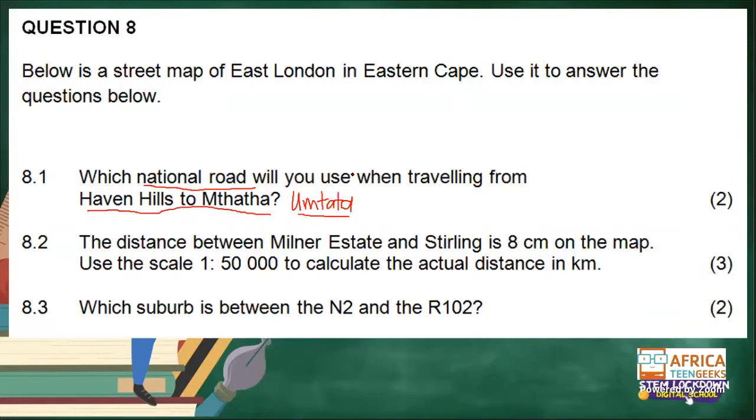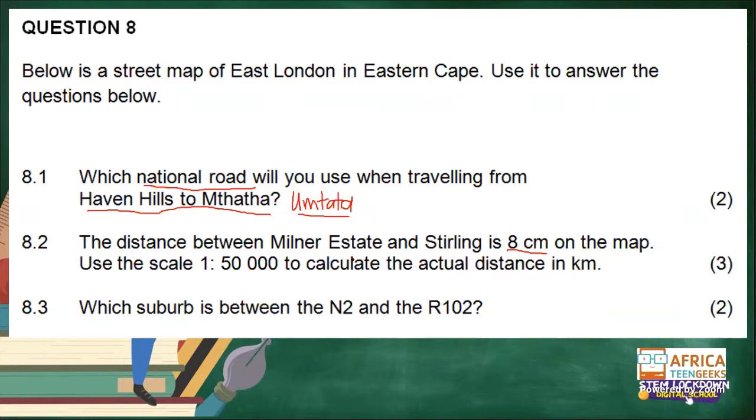Next question. It says the distance between Miller Estate and Stirling is 8 centimeters. So 8 centimeters is the map distance, the distance measured on the map using a ruler. Use the scale of 1 is to 50,000 to calculate the actual distance in kilometers, right?